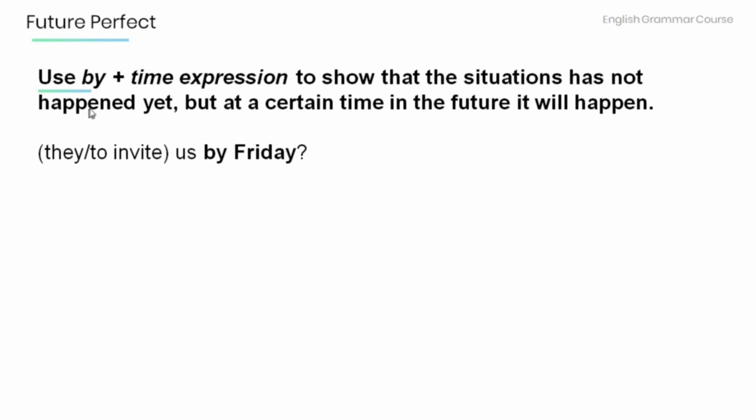Note that we use by plus time expression to show that the situation has not happened yet, but at a certain time in the future, it will happen. Now read the sentence below and provide the future perfect form of the words in the bracket. They to invite us by Friday? Won't they have invited us by Friday?